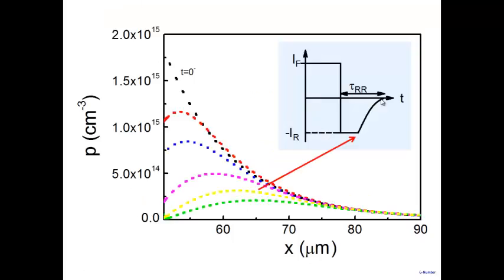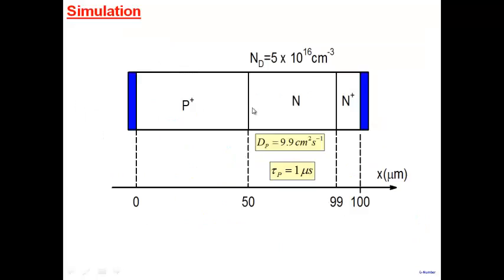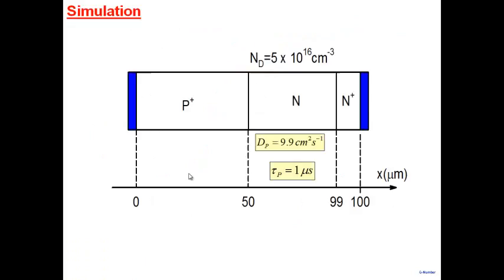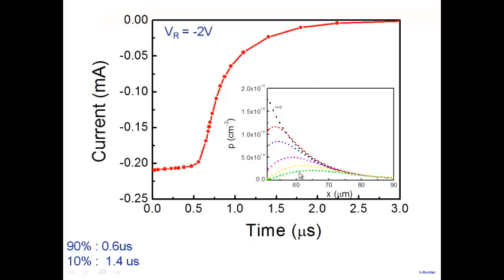Okay. Some more simulation results. So this is from Silvaco, a P plus N diode here. So you can see how the current actually goes here. I've deliberately taken a slower diode with 1 microsecond tau p to see the effects of diffusion capacitance more. So you can clearly see this constant part here. This is where it has gone to 90% of its value, so it's about 0.6 microsecond.